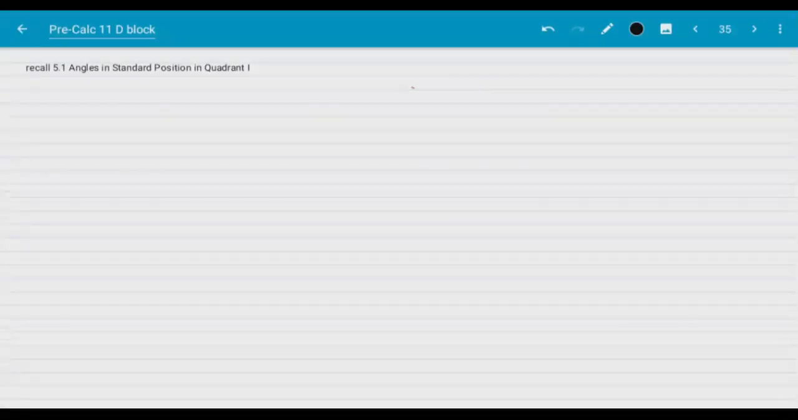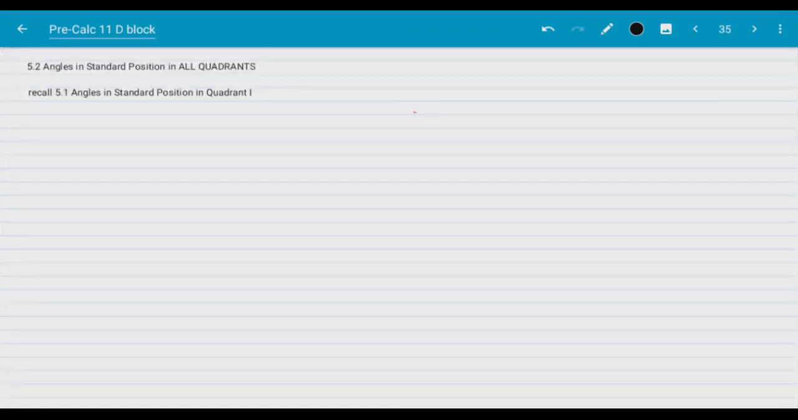Alright, everyone, welcome back. I'm continuing with 5.2. This is page 418. However, before I go into angles in standard position in all quadrants in 5.2, I would like to recall what happened in 5.1.